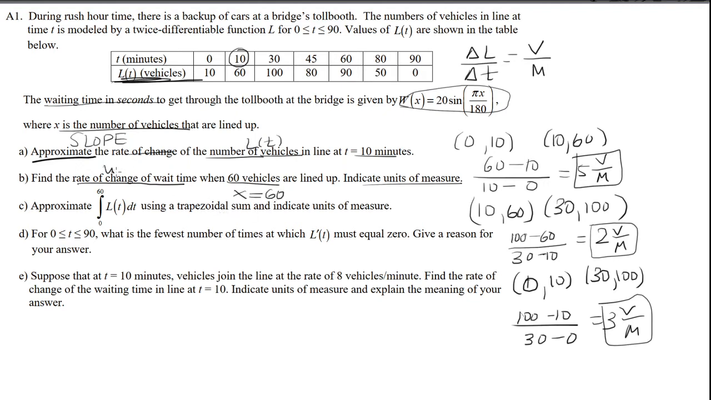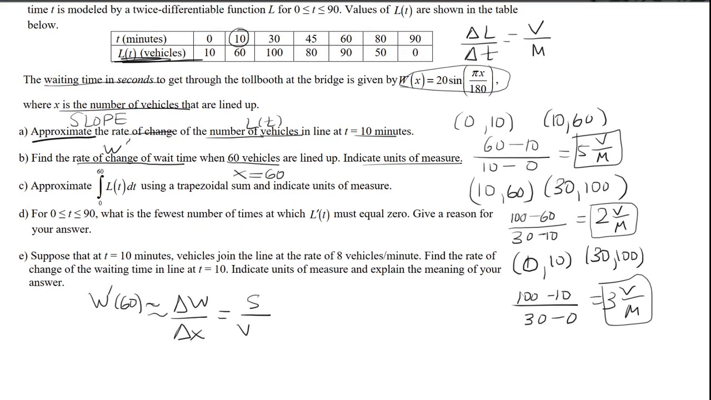The rate of change is the derivative. So combining these two, we want to find the derivative of W at x equals 60. For the units of measure, you can think of the derivative as delta W over delta x. W is the waiting time in seconds. x is a number of vehicles, so we'll just say V. So that's going to be the units.